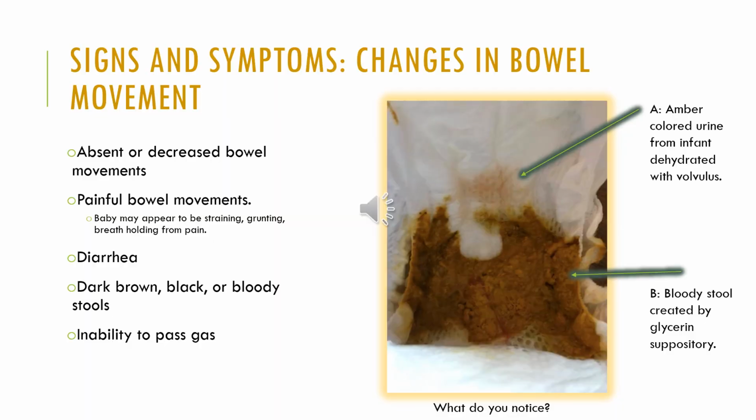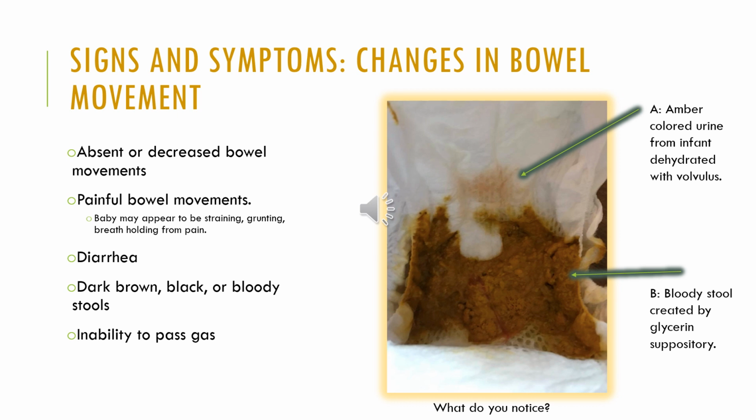Another sign that a volvulus has occurred would be changes in bowel movement. The patient may have absent or decreased bowel movements or sounds. The patient may also have painful bowel movements. If the patient is a baby, the baby may appear to be straining, grunting, breath holding from pain. When a baby breath holds, it is very scary. They can turn red or even blue. The patient may also have diarrhea, dark brown, black, or bloody stools, and the inability to pass gas.